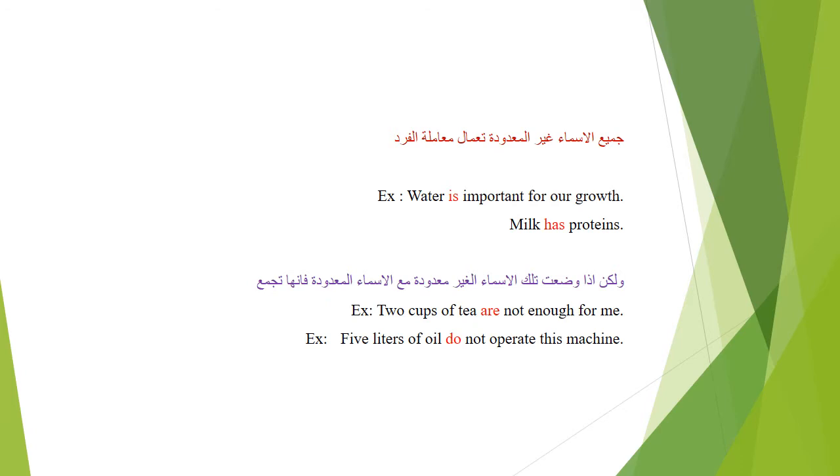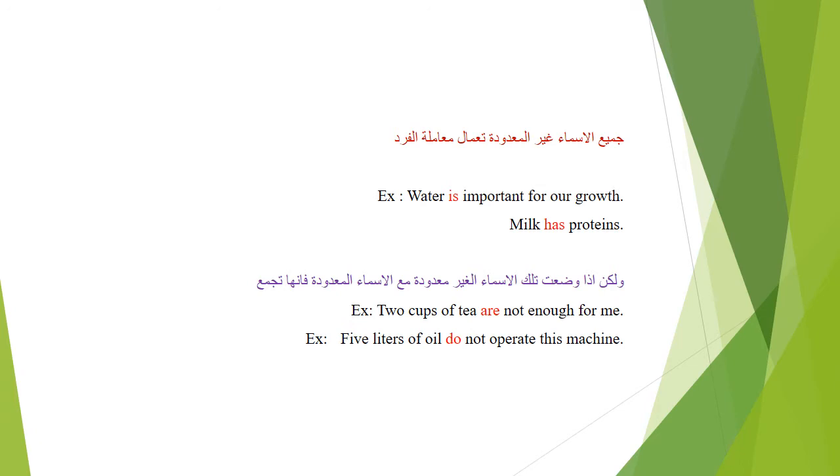ولكن إذا وضعت تلك الأسماء غير المعدودة مع الأسماء المعدودة فإنها تجمع. For example, 2 cups of tea are not enough for me. Listen please, we have tea. Tea is considered as uncountable noun, اسم غير معدود, but we have cups. Cup is countable noun. الكأس هو اسم معدود. If we put countable with uncountable, so the uncountable nouns should be in plural. يجب أن تكون في الجمع. So we put are instead of is. Why we put are? Because we have cups. 2 cups of tea are not enough for me.